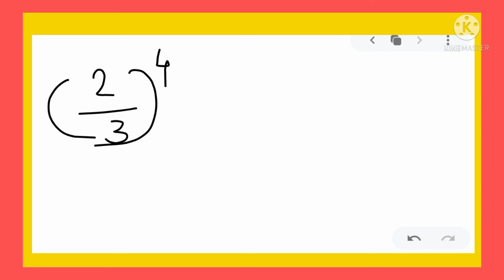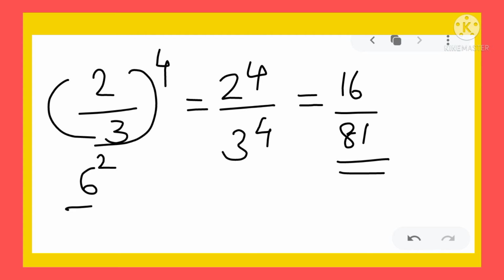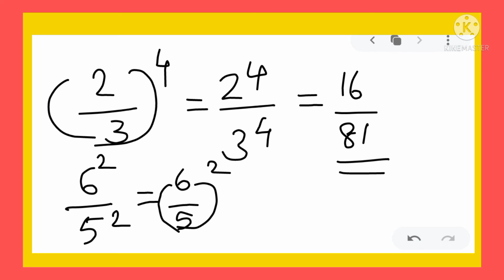Then if a fraction is there like 2 by 3 raised to 4, how can we find the value? It can be written as 2 raised to 4 by 3 raised to 4. 2 raised to 4 is 16. 3 raised to 4 is 81. Separately we want to find the powers. Another one, 6 square by 5 square. This can also be written as 6 by 5 whole square, the reverse process.